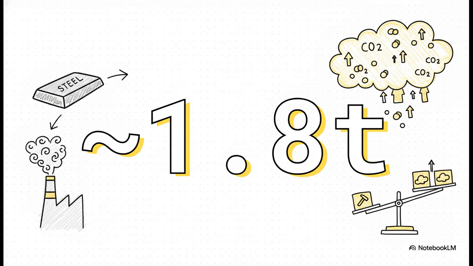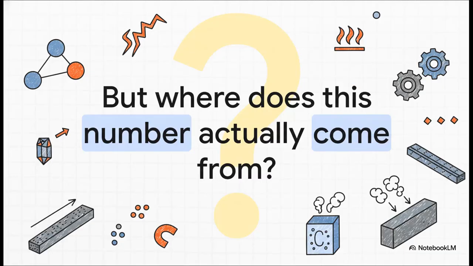And here is the number at the very center of this whole discussion. On average, for every single ton of steel we create, we pump about 1.8 tons of carbon dioxide into the atmosphere. Just think about that for a second. The waste product by weight is almost double the actual product. It's a staggering figure, especially when you think about the millions upon millions of tons of steel we produce every year.